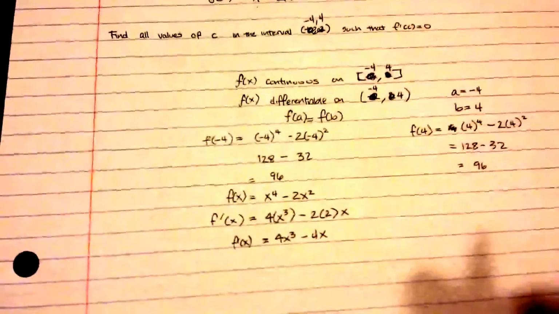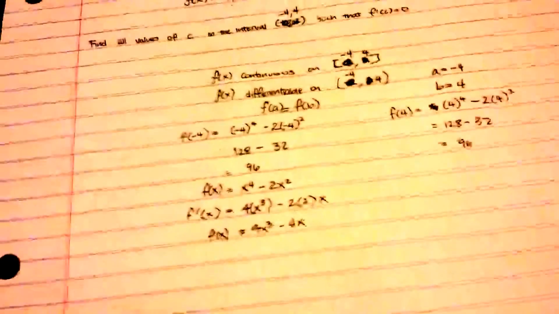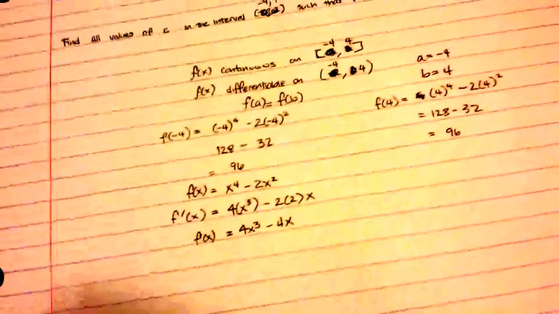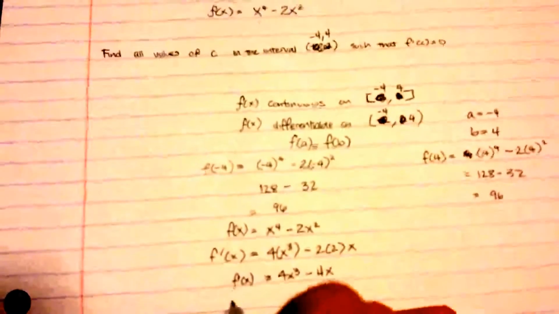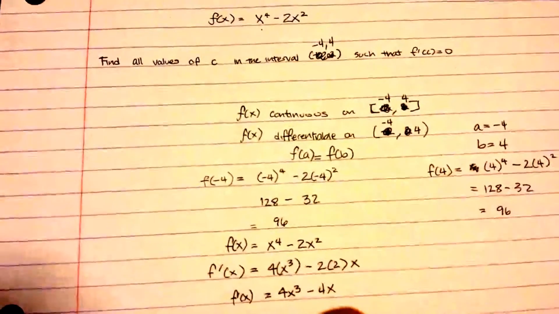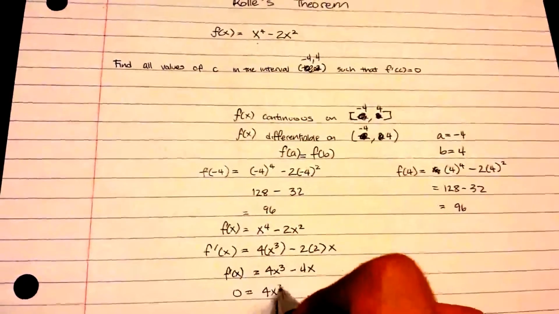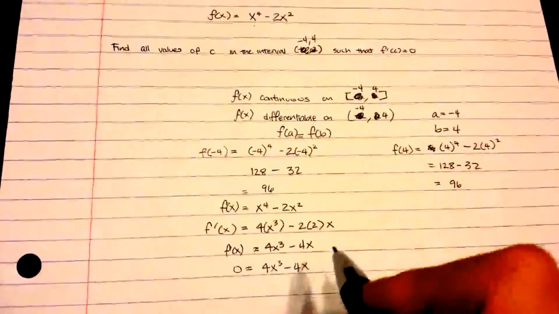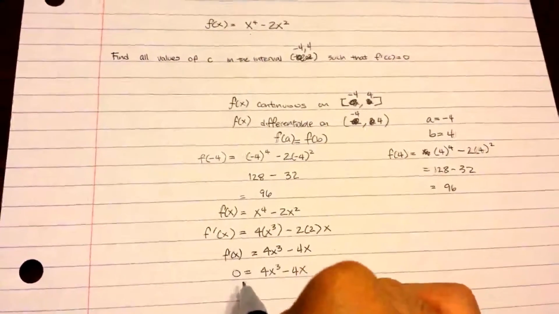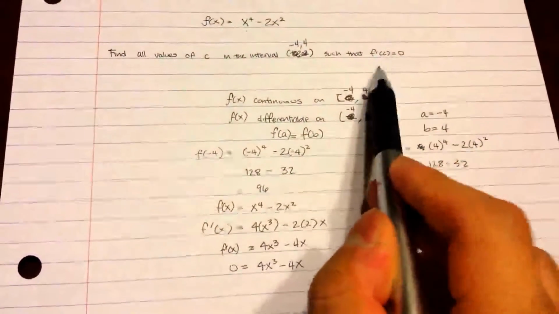Now we're just trying to find the values of c in the interval such that f prime of c is equal to 0. So now that we know what f prime of x is, and we want to find f prime of c, we can set this equal to 0, and make this x. So we just set f prime of x equal to 0 because we want to find this point right here.